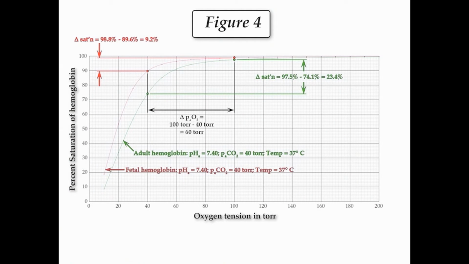The module concludes with an examination of the effect of shifting of the OHDC at the cellular level, both in an acidotic adult and in a fetus in utero. At the conclusion of the lesson, we will be provided with compelling evidence that, contrary to what many of us have been taught in respiratory therapy school, adult hemoglobin is actually a far more efficient oxygen delivery vehicle than its fetal counterpart.